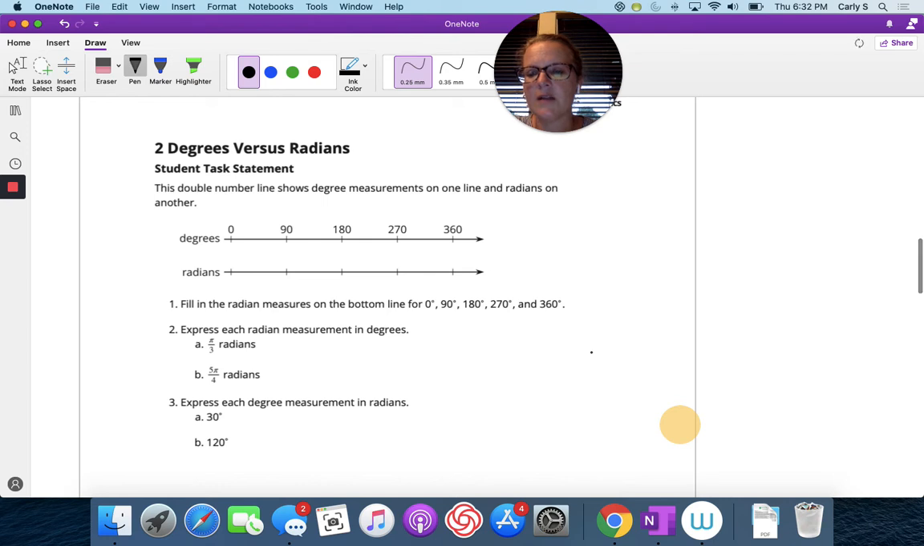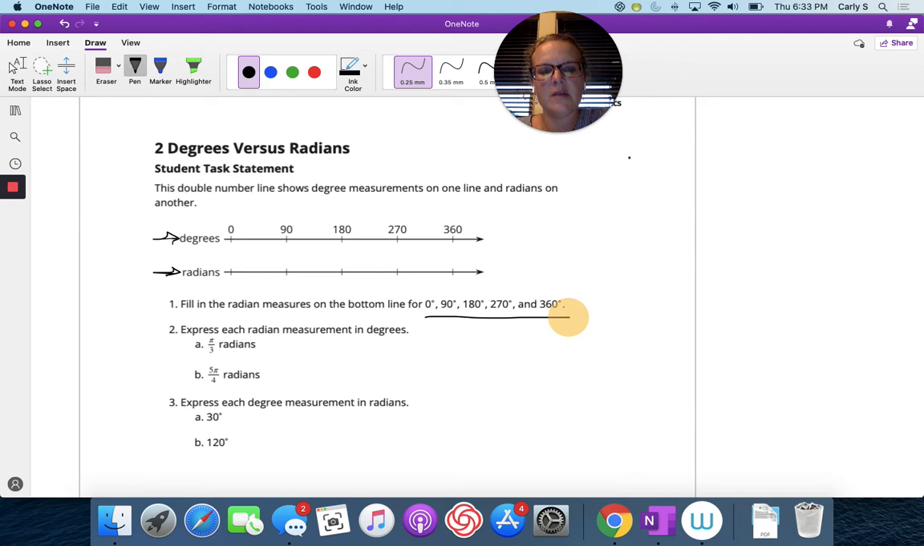All right, so let's look here. Degrees versus radians. This double number line shows degree measurements on one line and radians on the other. So we have degrees and radians. Fill in the radian measures on the bottom for these measurements.